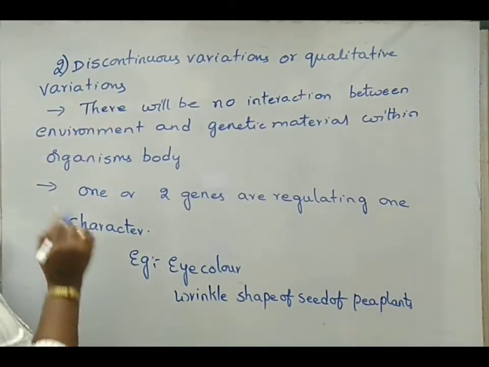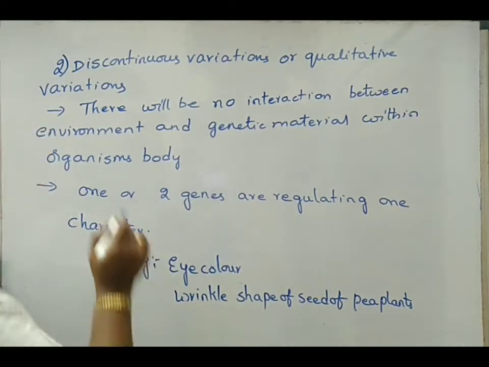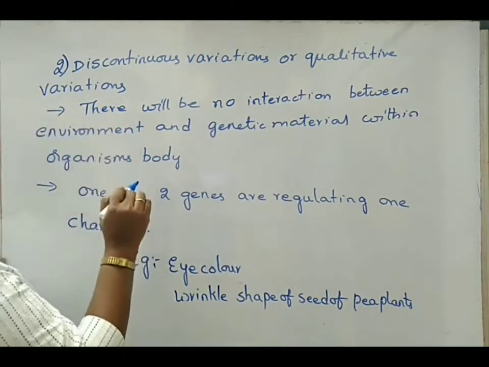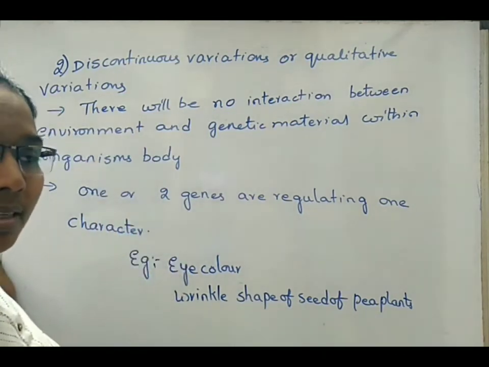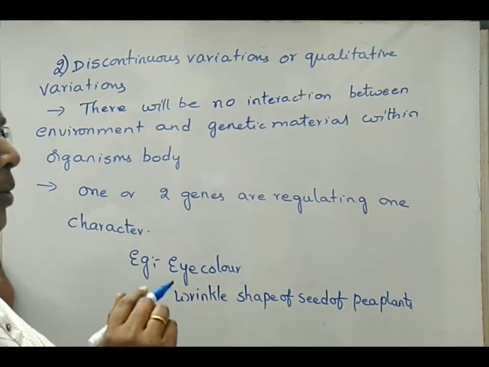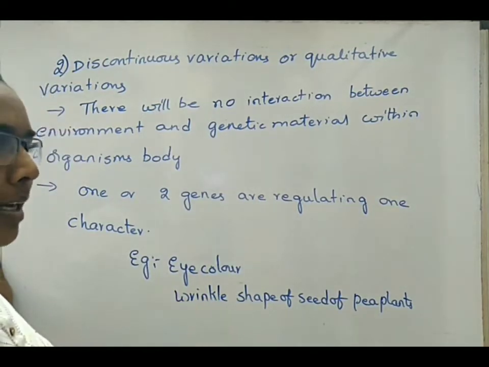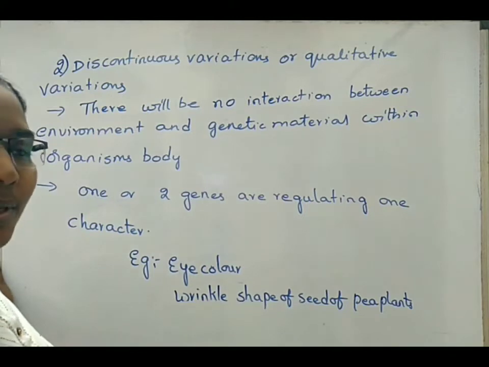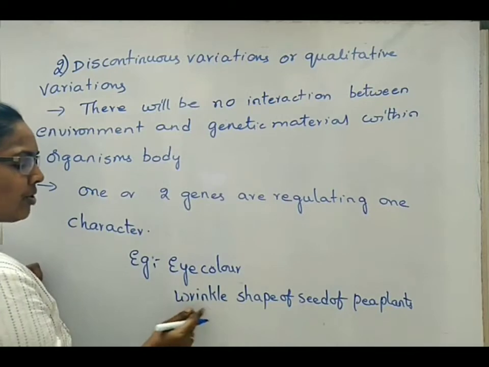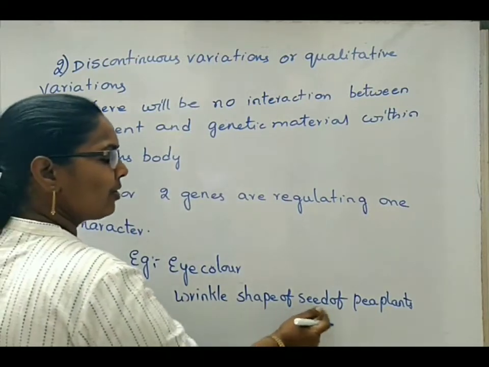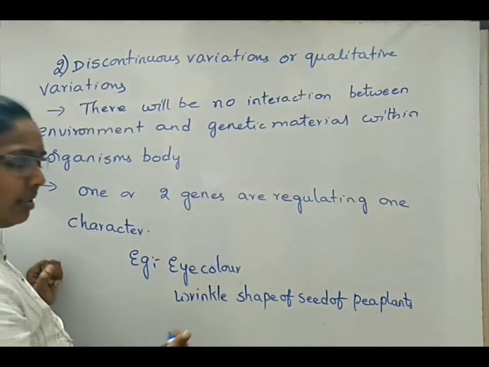What does it mean? Previously we have seen continuous variations or quantitative variations. There is interaction between environment and also genetic material. But in case of discontinuous variations or qualitative variations, there is no interaction between the environment and the genetic material that is present within the organism's body. Example, eye color and also wrinkled shape of seed of pea plant. We simply can write wrinkled seed of the pea plant.